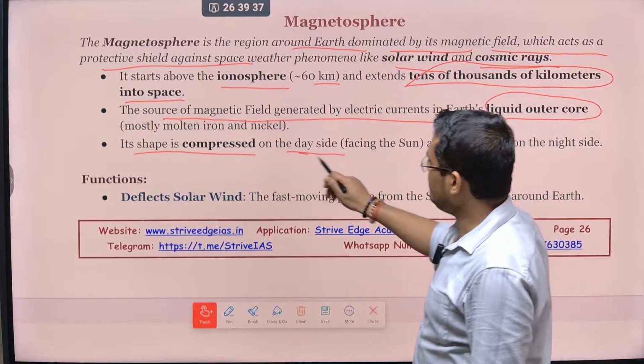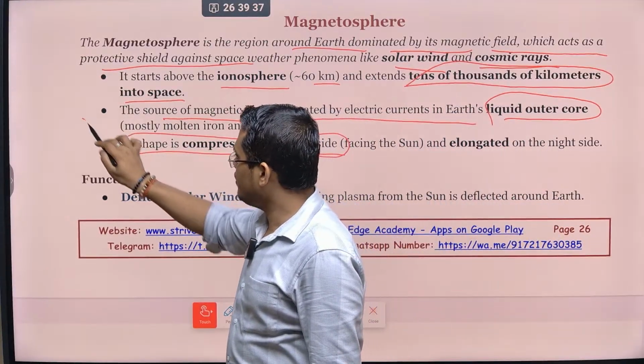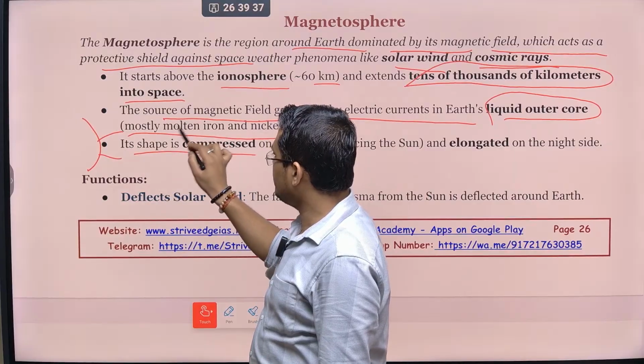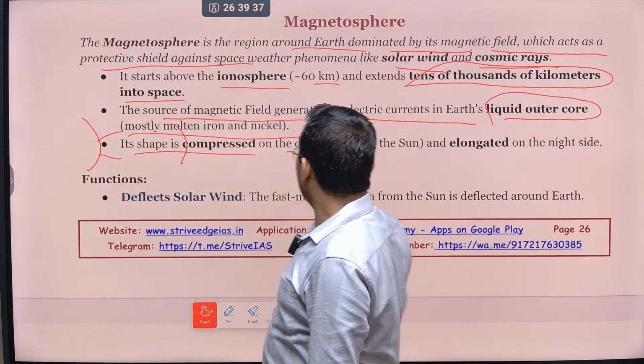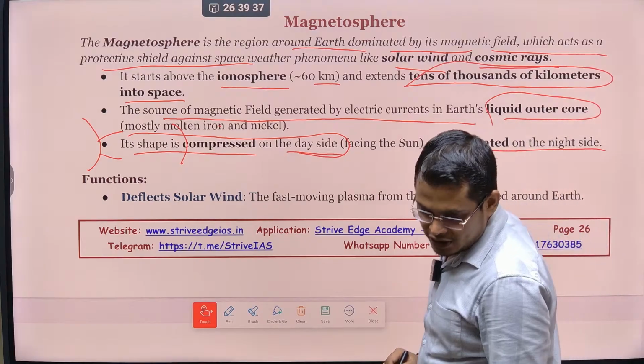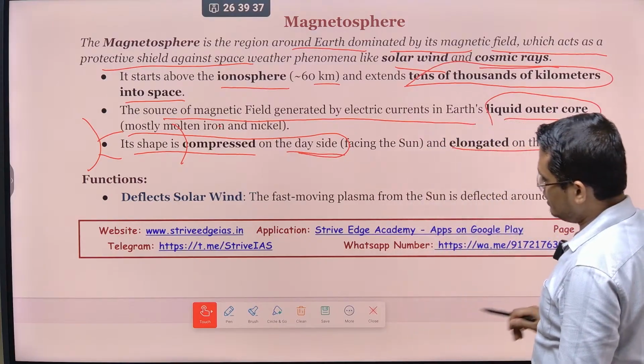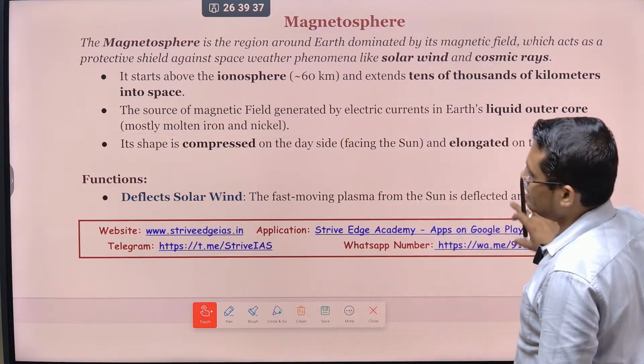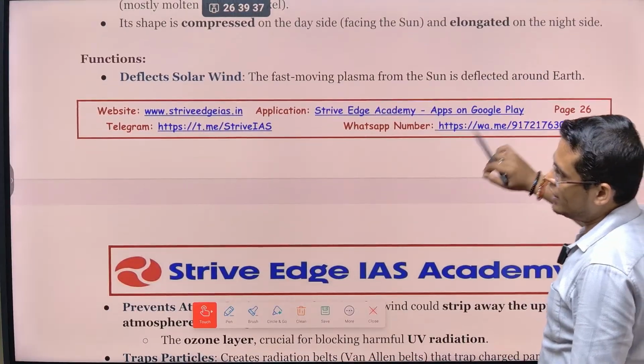Its shape is compressed in daytime. During daytime, as we have seen, the sun's radiation is there, so because of that this side there is a compression, but it is elongated on the night side. When the sun's charged particles are not there, it elongates. Okay? So what are the functions of this magnetosphere?